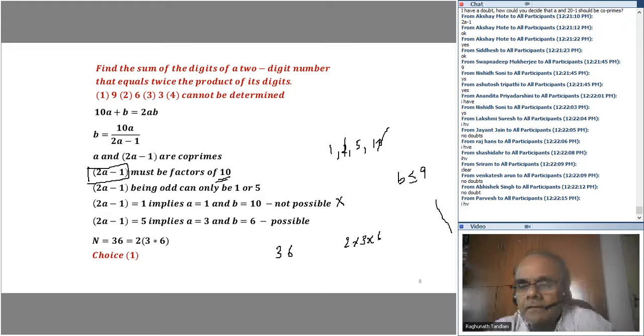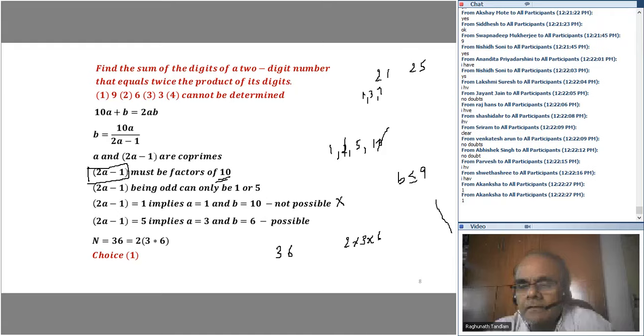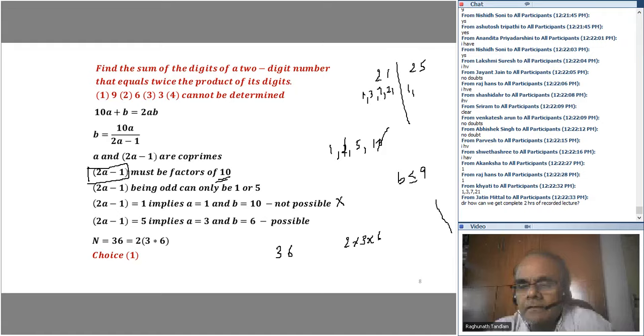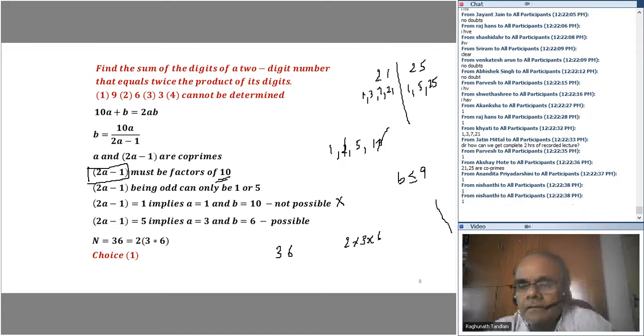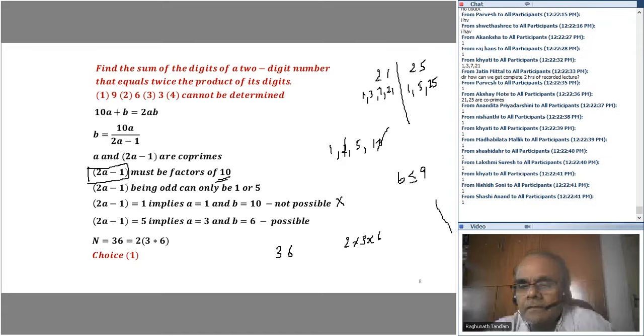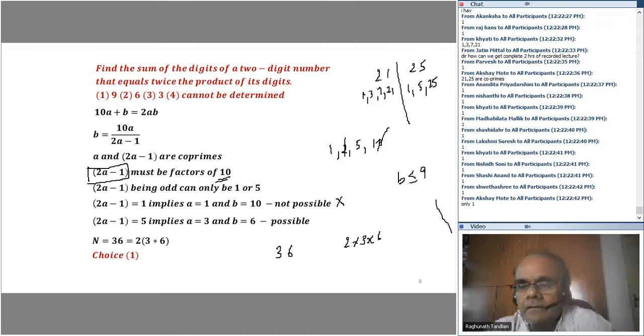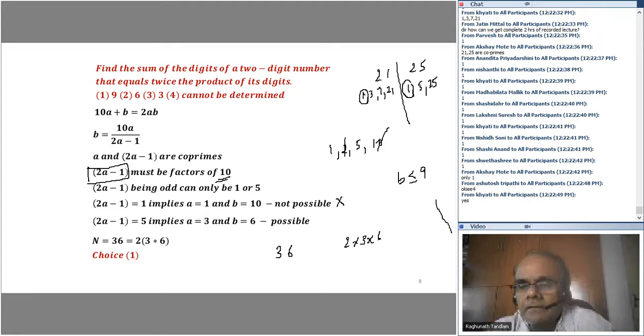21, 25. What is common to both 21 and 25? What are the factors of 21? What are the factors of 25? What is common to both? Such numbers are called co-primes. Note down, such numbers are called co-primes. Are we clear?